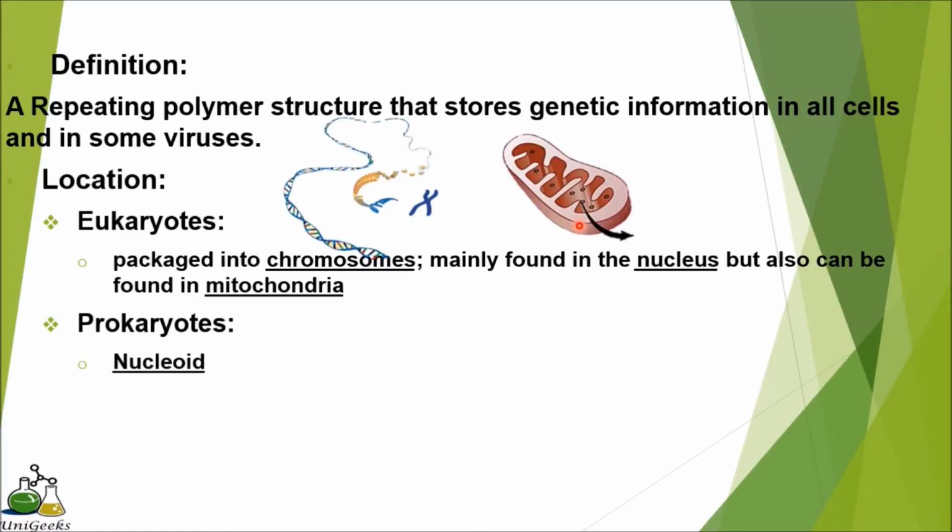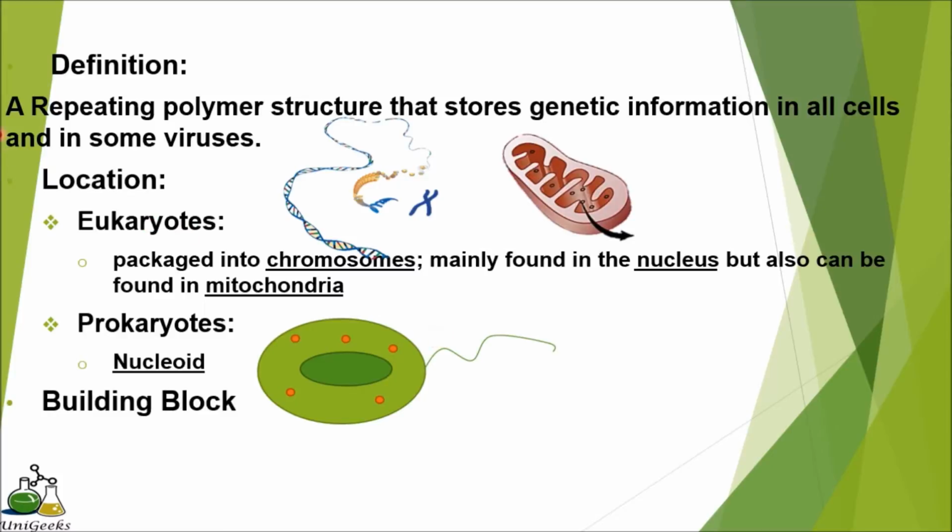In prokaryotic cells, for example bacteria, because the bacterial cell lacks a nucleus, the DNA can only be found in a specific region of the cytoplasm called nucleoid. For example, this is a bacterium, and then we got flagellum, cell wall, the plasma membrane, the ribosome, and this one is a nucleoid where the DNA can be found.